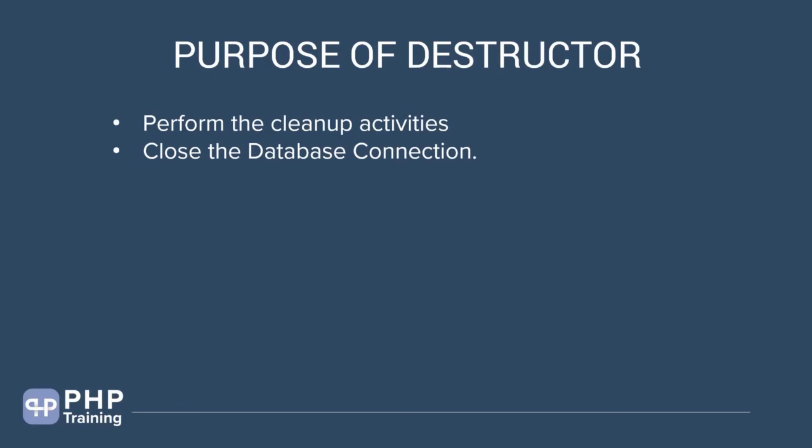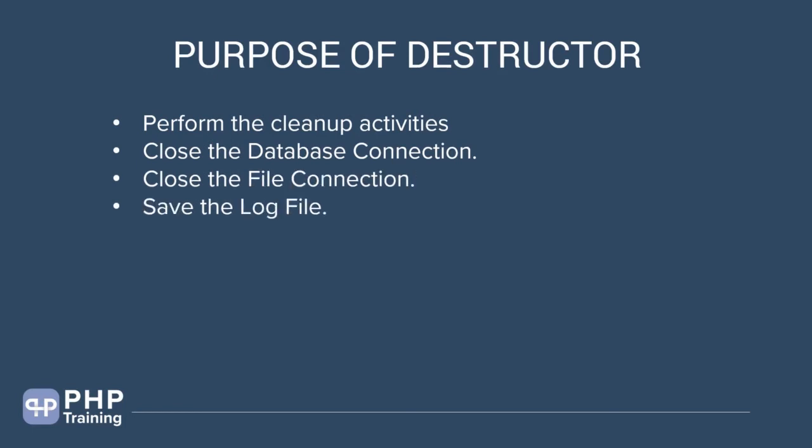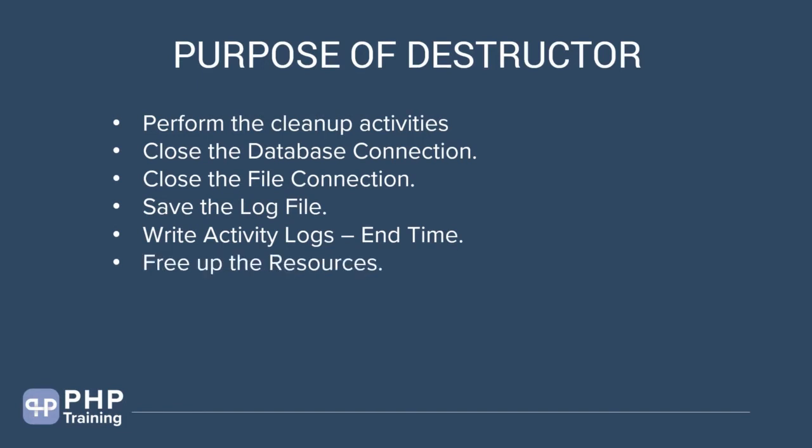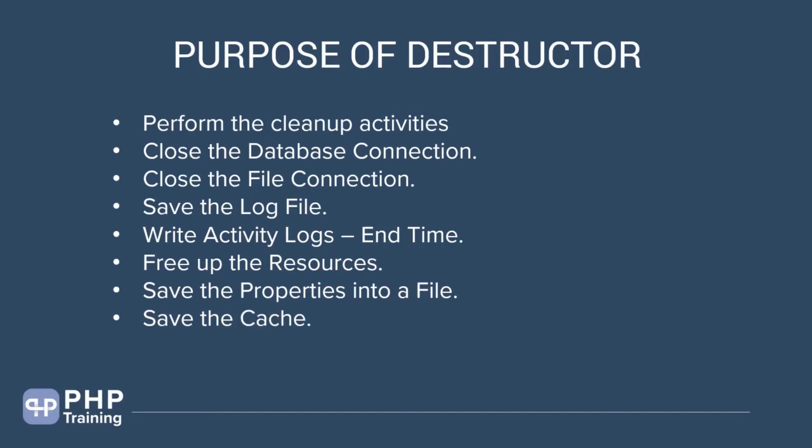You close the database connection, close the file connections, save the log file, write the activity log like an end time. You can free up the resources. You can save the property into the file. You can save the cache. You can serialize the object as well. These are the use cases of what kind of things you should do in the destructor. We haven't learned about caching and serialization, which we'll look at in upcoming sections. Those are the things that you can do in the destructor.